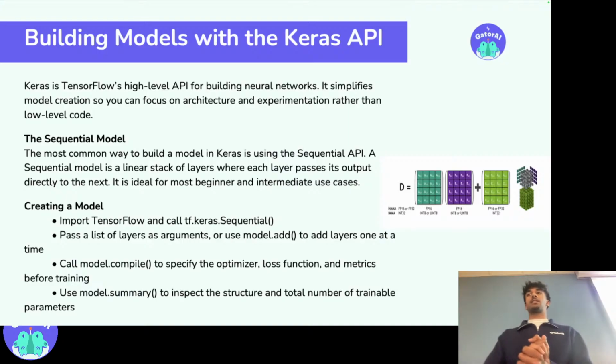After compiling, model.summary, another function, gives you almost a formatted printout of every layer. So you get its name, its output shape, and the number of trainable parameters. Always run this as a quick sanity check. You want to make sure the model looks exactly like what you intended before you start training it.